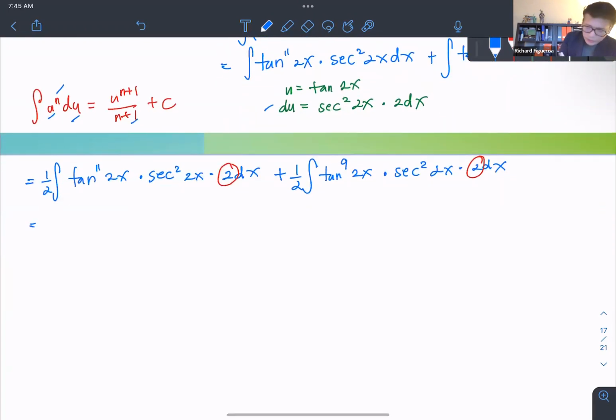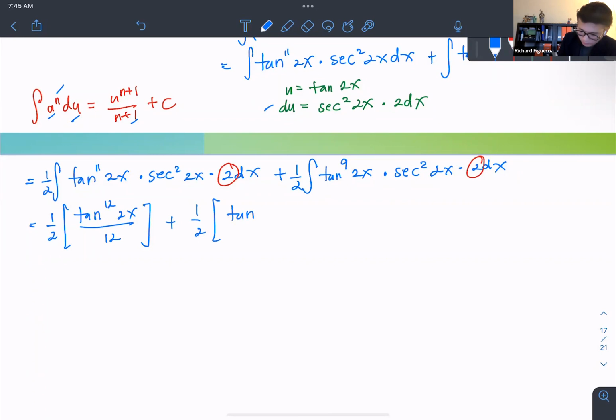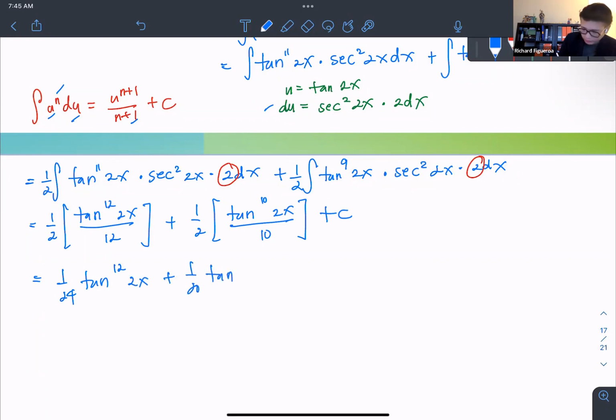So we use this formula: 1/2 tangent, 11 plus 1 is 12, 2x all over 12, plus 1/2 tangent, 9 plus 1 is 10, 2x all over 10, plus c. Or simply 1 over 24 tangent raised to 12, 2x plus 1 over 20 tangent raised to 10, 2x plus c.